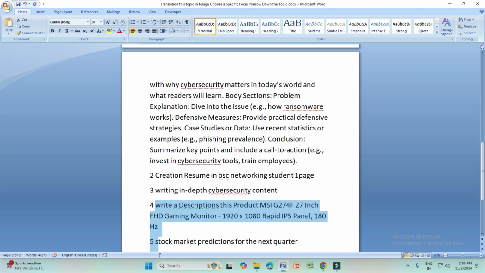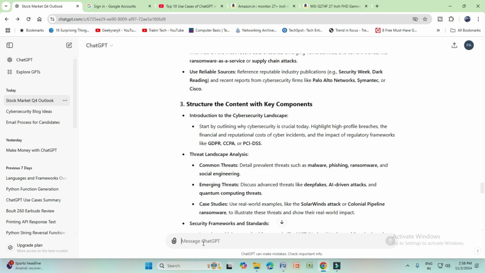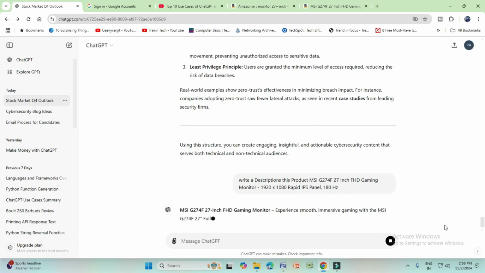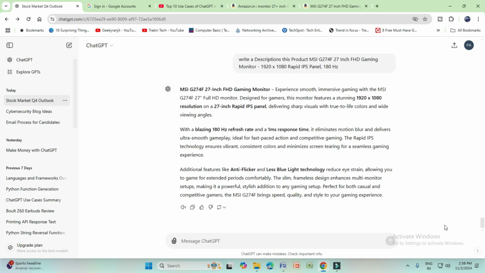You can also do product descriptions. You can write product descriptions. I will show you. I want to paste one monitor. I ask it to write a description of this product. What is going on? You observe this. This product description is also given.